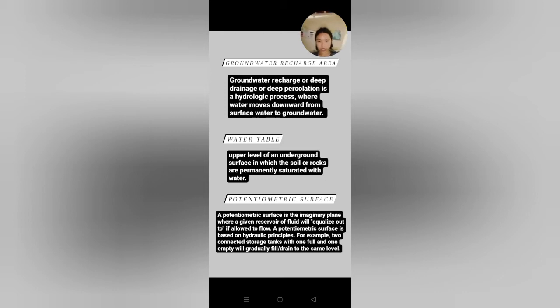The next is potentiometric surface. Potentiometric surface is the imaginary plane where a given reservoir of fluid will equalize out to, if allowed to flow. A potentiometric surface is based on hydraulic principles. For example, two connected storage tanks with one full and one empty will gradually fill or drain to the same level.